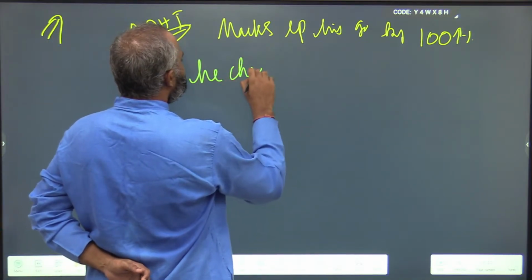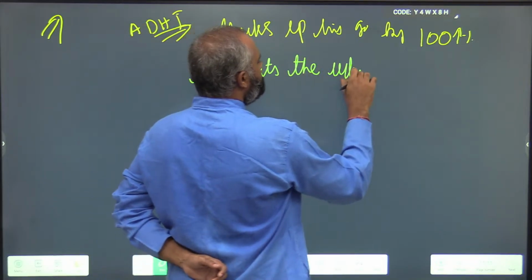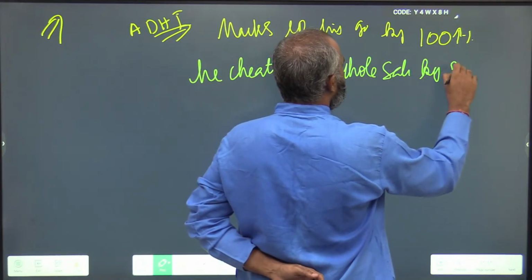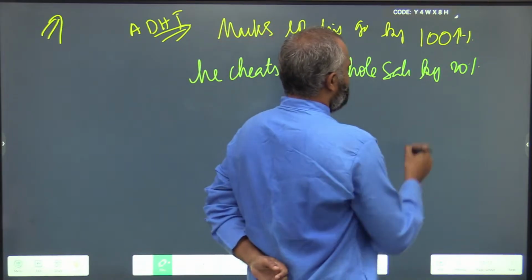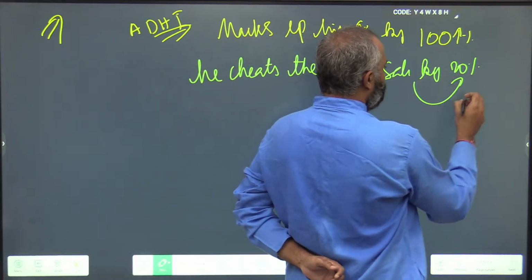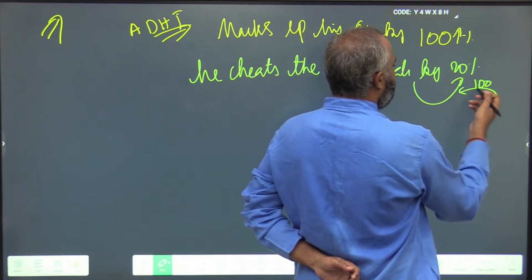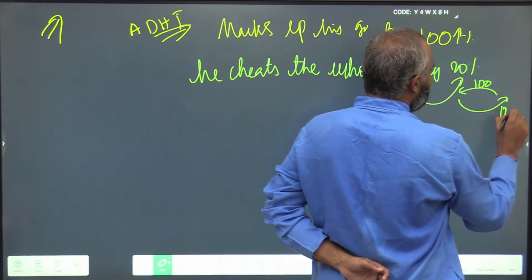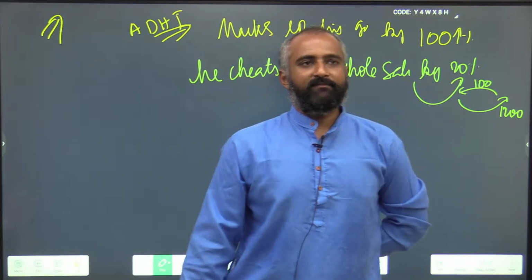He cheats the wholesaler by 20%. What does this mean? He is paying for 1000 grams, or for simplicity's sake, he is paying for 100 grams, but he is taking material worth 1200.